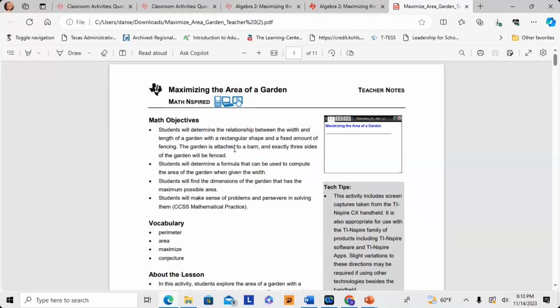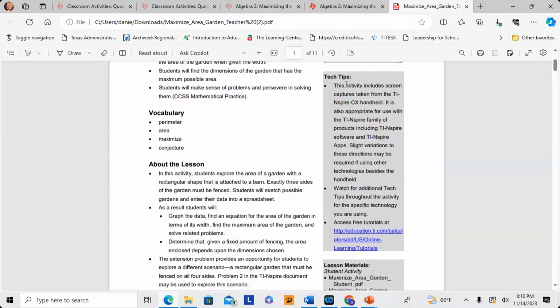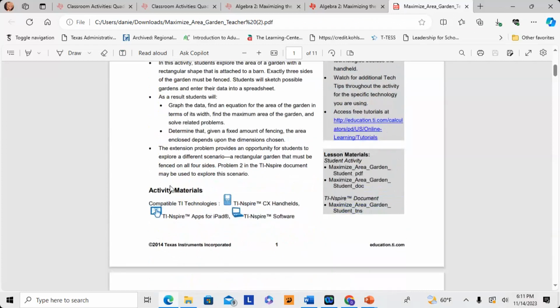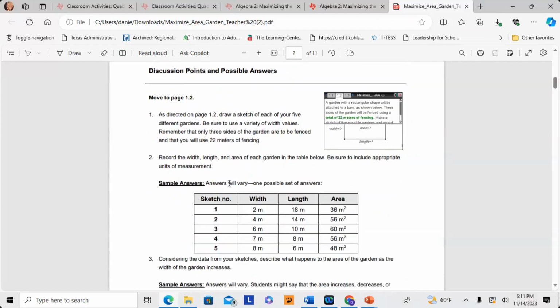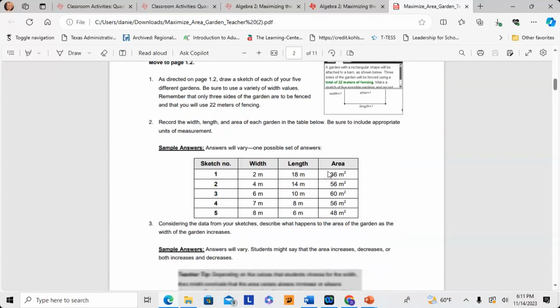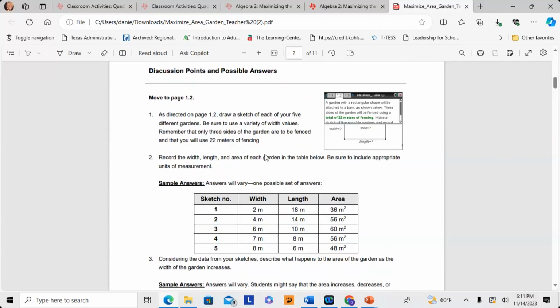Again, those objectives, but I like that it gives me the tech tips that I'll be using for this activity. It's going to tell me more information about the lesson, the activity materials that I would use. And it's a really neat activity, and I'm going to go ahead and show you what that looks like on the actual software.